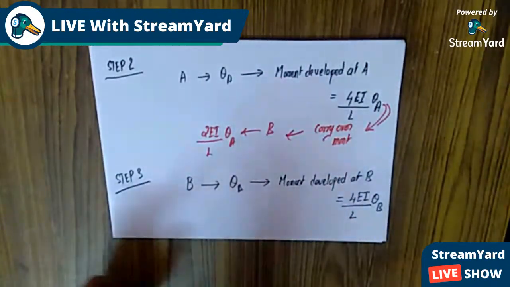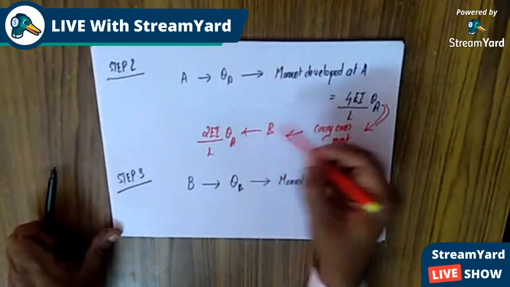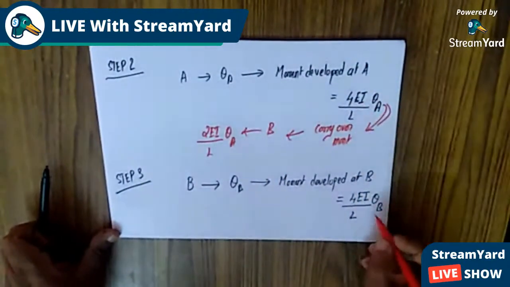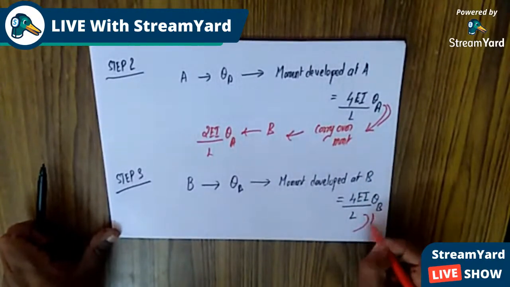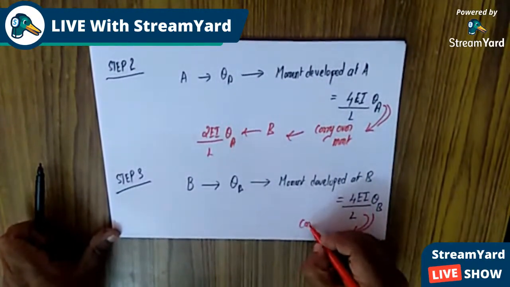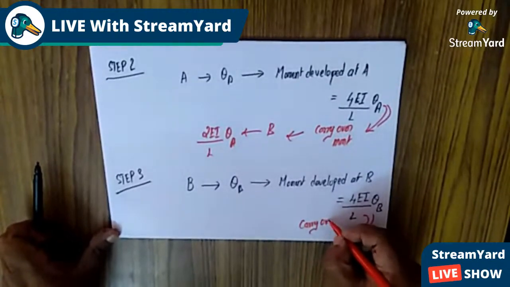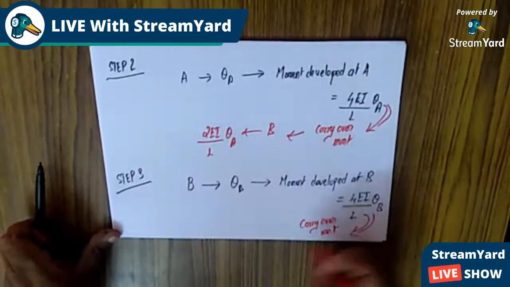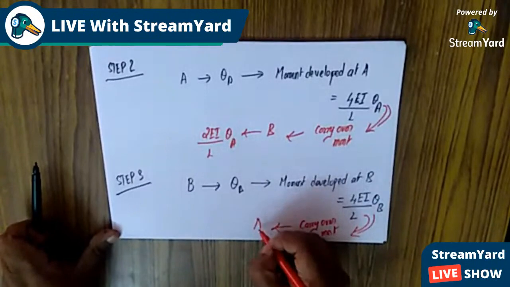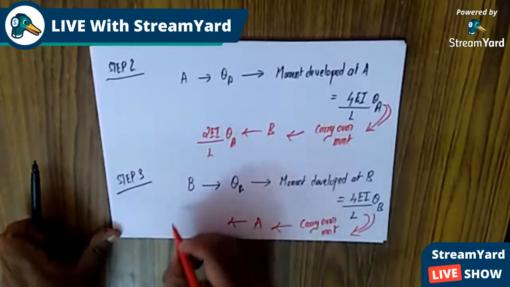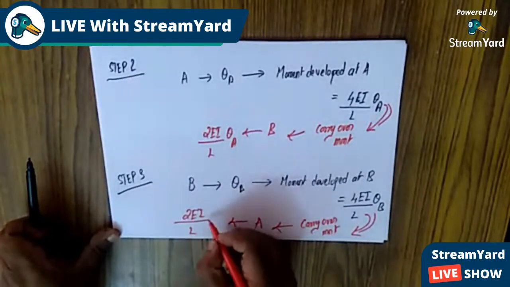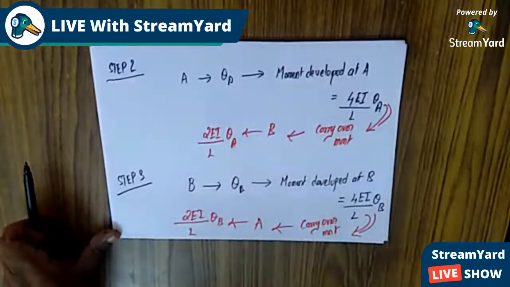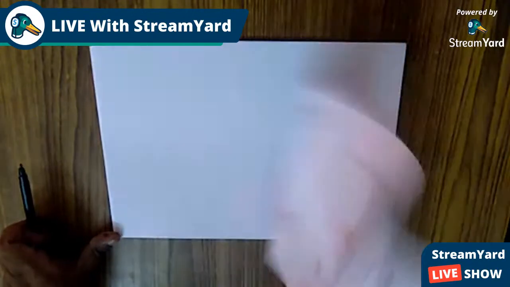So similar to the carryover moment which was developed at B due to the moment developed at A, here due to the moment at the joint B, there would be a carryover moment, but now it is developed at the joint A, and this will be equal to 2 EI upon L multiplied by theta B. So this is step 3.